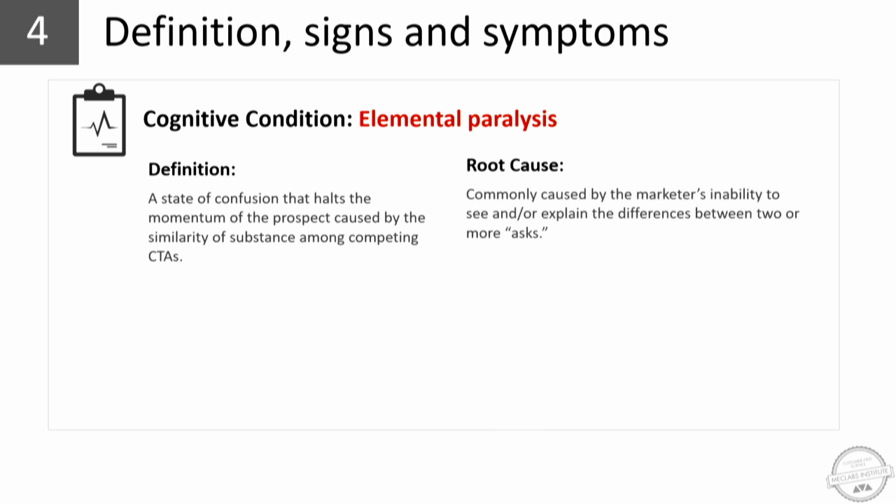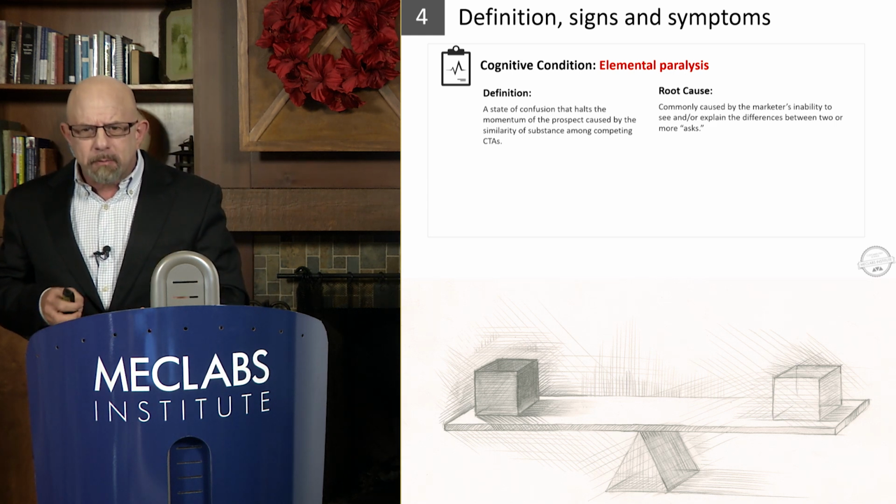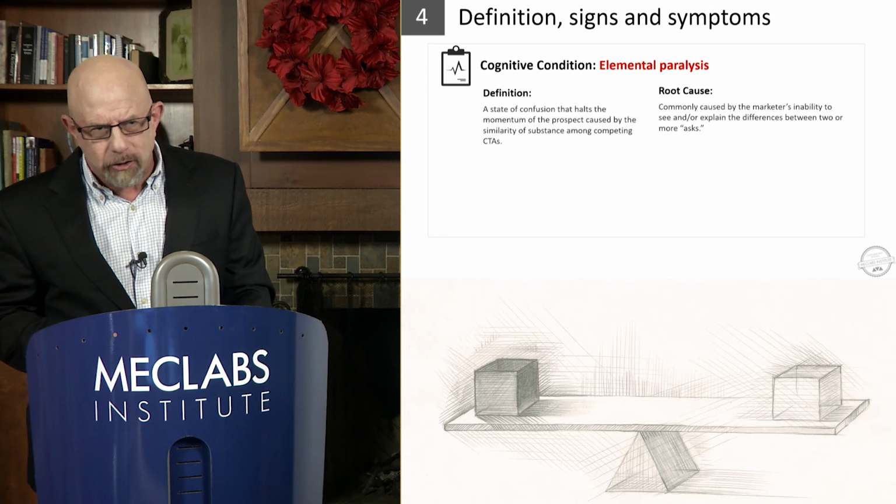What's the root cause? It's commonly caused by the marketer's inability to see themselves and be able to explain the difference between one or more asks. In fact, what happens so often is the case that our web pages become real estate fiefdoms, and we are warring factions trying to get our little piece. Someone said a camel is a horse put together by a committee. Most of our web pages feel like camels. And so how do you keep someone from being confused by the confusion we have inside of our own organization?